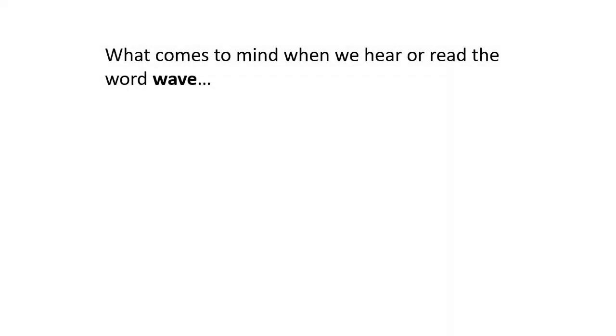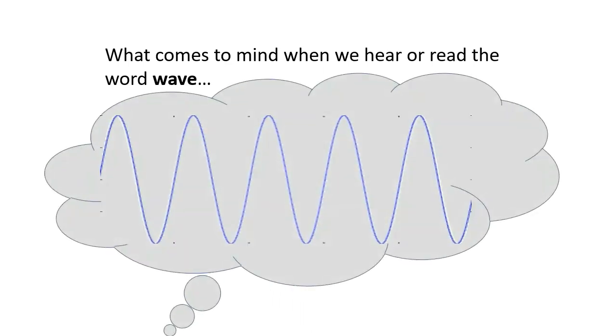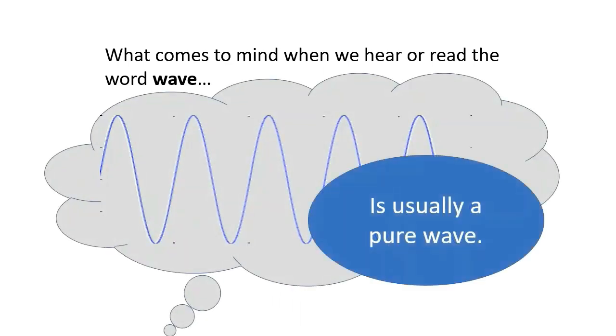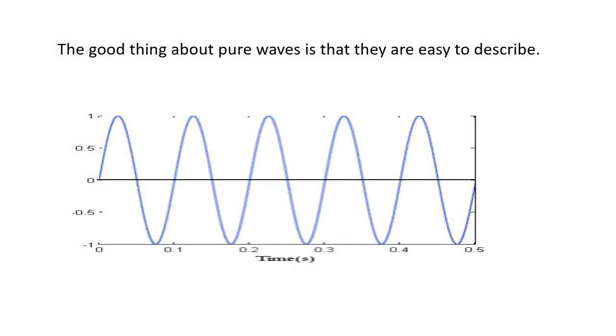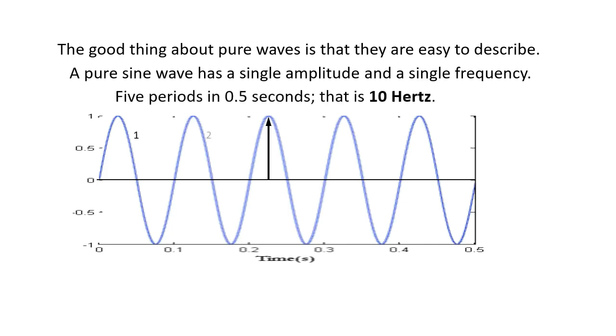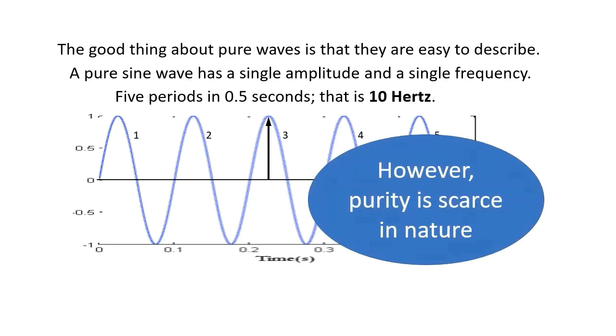What comes to mind when we hear or read the word wave is usually a pure wave. The good thing about pure waves is that they are easy to describe. A pure sine wave has a single amplitude and a single frequency. 5 periods in 0.5 seconds, that is 10 Hertz. However, purity is scarce in nature.